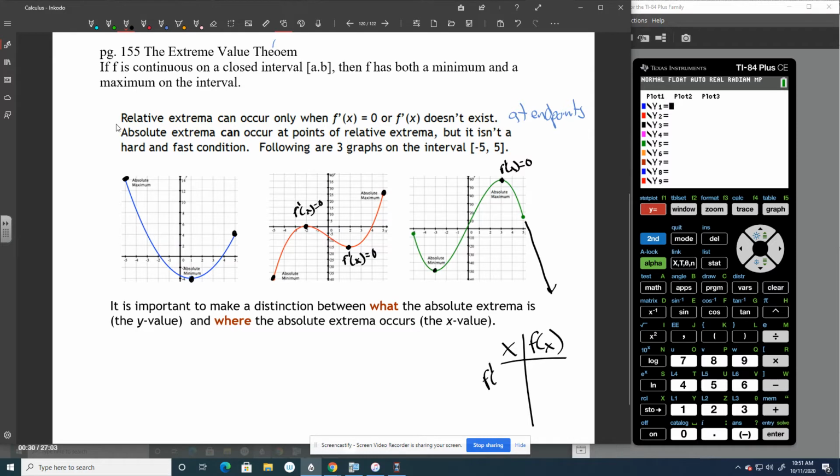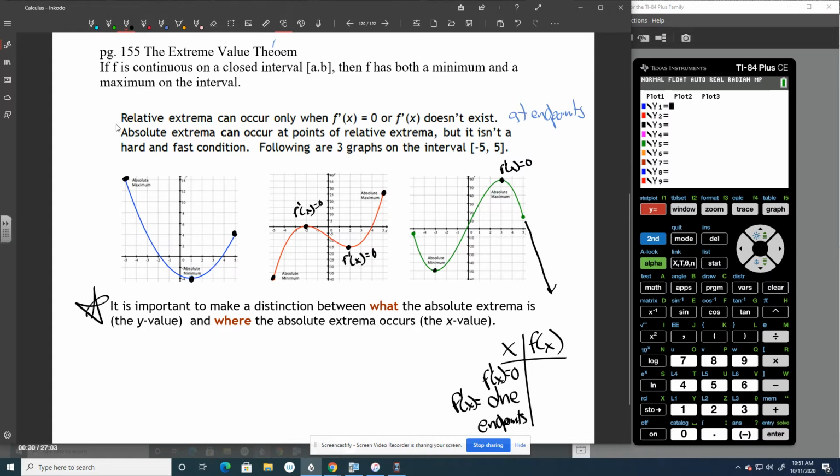And so we're going to plug in where our f prime of x is equal to 0. We're going to be plugging in where our f prime of x does not exist. And we're going to be plugging in our endpoints and finding out what the y value is to get our minimum and our absolute maximum, okay?